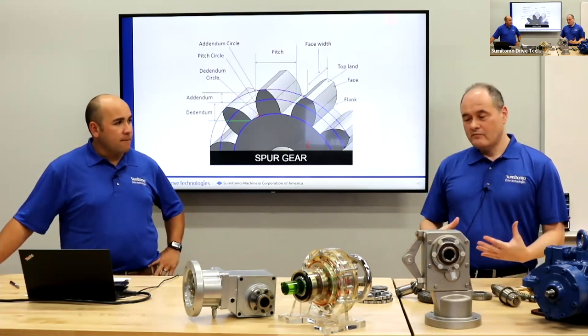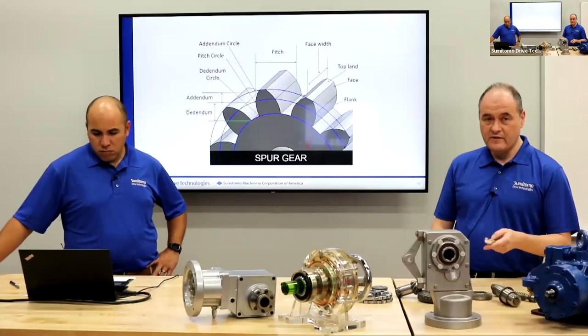Well, basically the face width relates to the rating of the gearbox. So like I said, the wider the gears, the higher the rating, because you're spreading more force over an area. And pitch and pitch circle relate to the reduction of your gear set and how they will mesh.